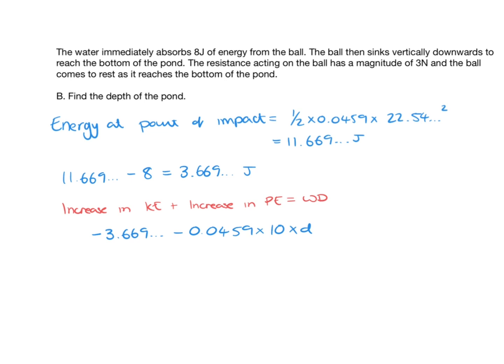So I've got the 0.0459 for m, I'm using 10 for gravity, and I'm using d for the depth of the pond. Lastly, we've got the work done. So this is going to be the magnitude given in the question, which is 3 newtons, multiplied by the depth of the pond. Again, we're going downwards, so I'm going to use a negative 3. So lastly, we just need to rearrange this and get d equals. So once we've rearranged this, we should get d is equal to 1.44 metres, and this will be the depth of the pond.